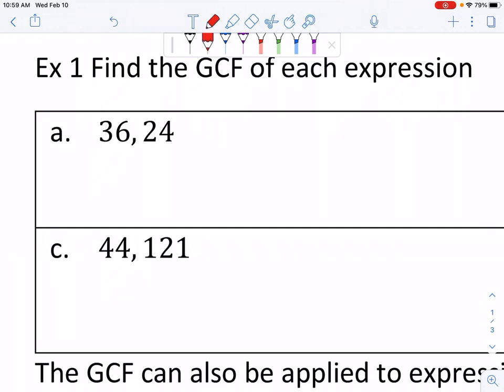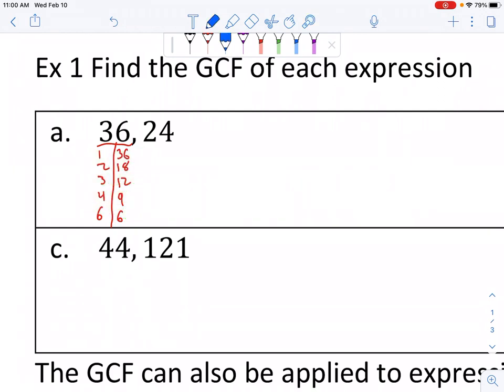Think about the factors of 36, and these are the numbers that multiply to make 36. And actually, I'm going to list them like this. So I'm going to put a little table here. For 36, we have 1 times 36, 2 times 18, 3 times 12, 4 times 9, and 6 times 6. 5 doesn't work. 5 doesn't go in. So these are all of the numbers that multiply to make 36.